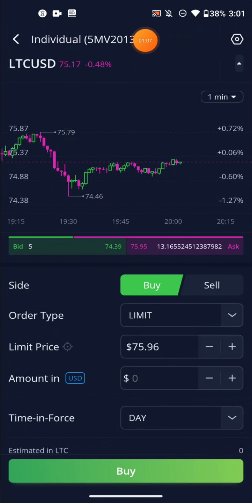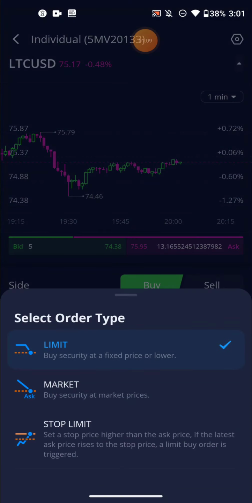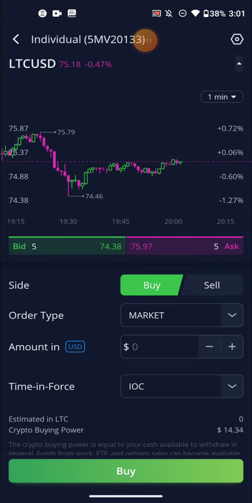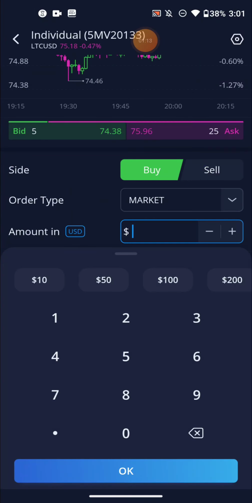Hold on, I don't want you guys to see that. Okay, I don't want you guys to see my passcode. So I can do this fast, I'll go ahead and put a market order. And I want to put $5.